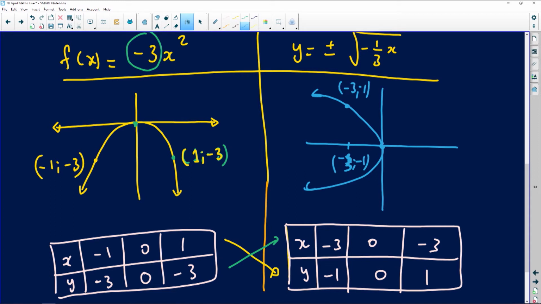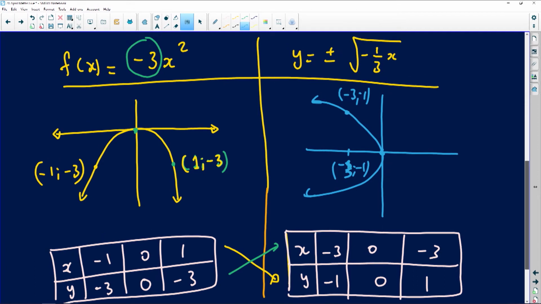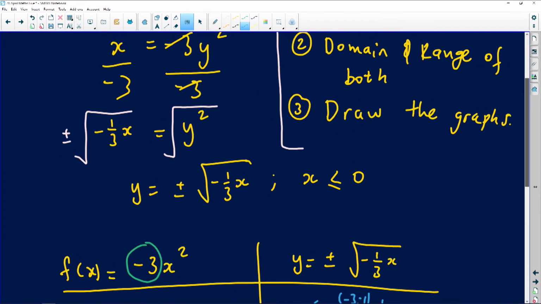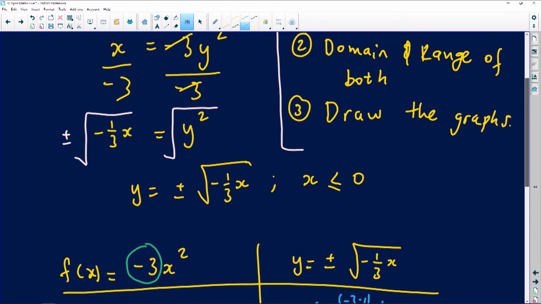This is how you would draw the inverse graph using the information from the original if anybody was asking you to draw them. So let's go back and see what the question was saying. It was saying to us that we need to write down the domain and the range of both those graphs.